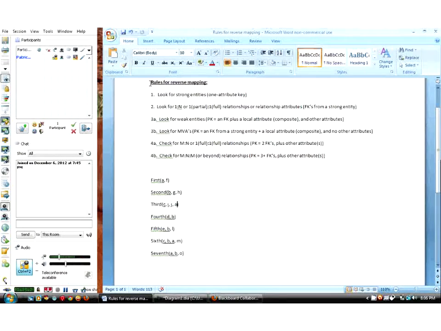In the same vein, we have rules for reverse mapping, and this will make it a lot more orderly and a lot easier to proceed. First of all, I created a little fictitious database for us to reverse map and get an ER diagram from. What we want to do is apply these rules in order.